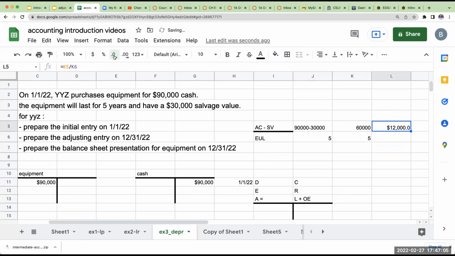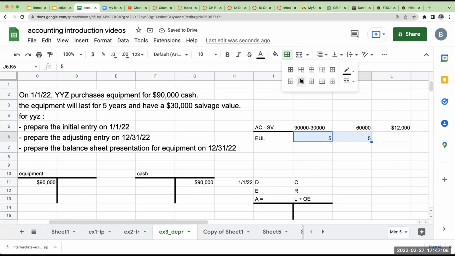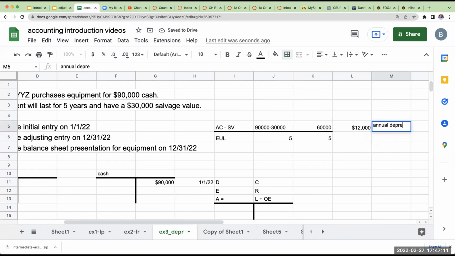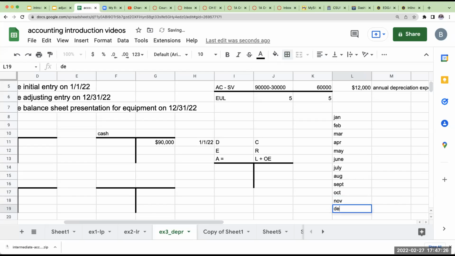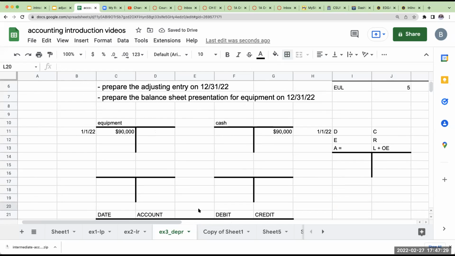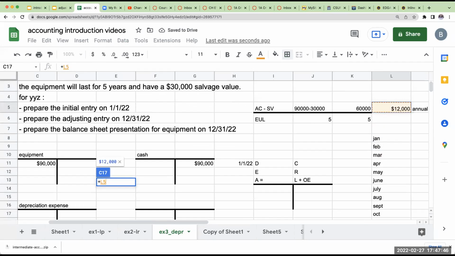This is why I love the math and accounting. So right over here, this is my annual depreciation expense. Since I've used this from January, February, March, April, May, June, July, August, September, October, November, December, I bought this on January 1st, I've used it for all 12 months. So how do I show the use of equipment? Well, I'm going to debit depreciation expense for the full year amount on 12/31/22. And this amount is going to be $12,000.